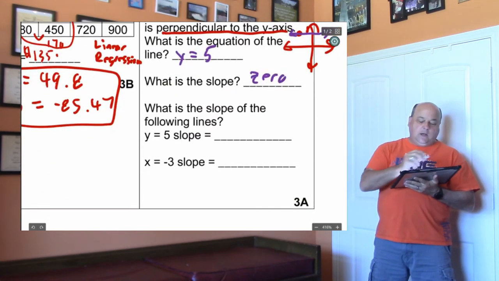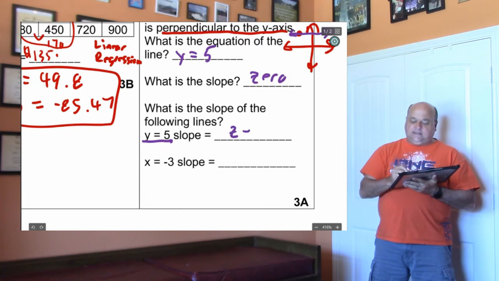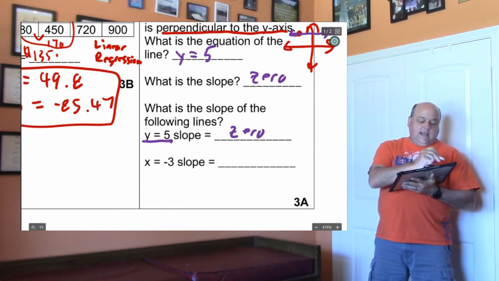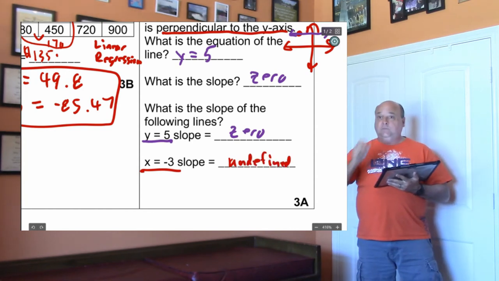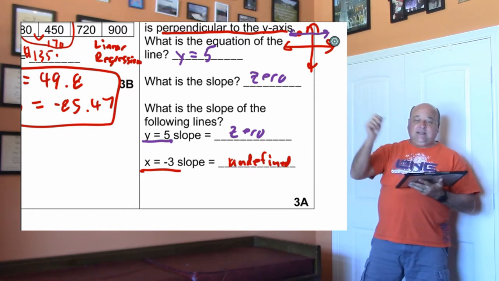What's the slope of the following lines? A y equals line has a slope of 0, and an x equals line goes up and down. It has a slope of undefined, or no slope, right? It's no slope or it's undefined. Piece of cake.